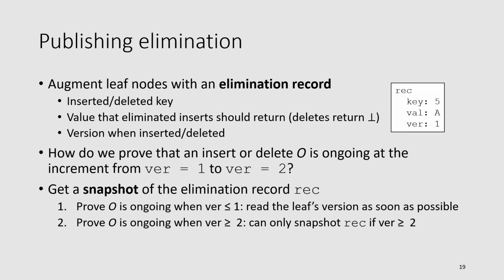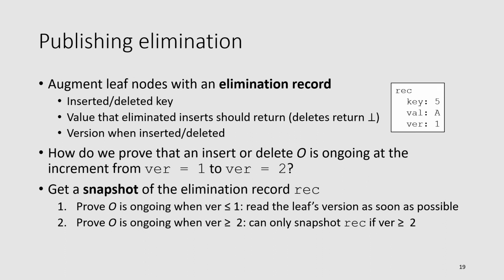In this example, we have an operation which either inserted or deleted key 5 with value A, and it did so while the version was 1. Recall that successful inserts and deletes linearize at the second increment of the version number, so in this case, when the version was incremented from 1 to 2. Let's think about how an insert or delete operation, call it O, could prove to itself that it was ongoing at the linearization point of the operation that published the elimination record here. I'll show an example on the next slide too.